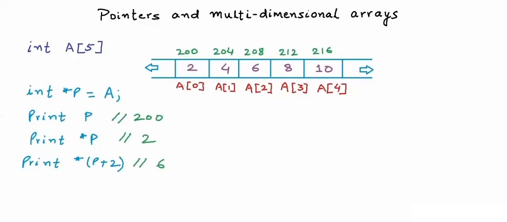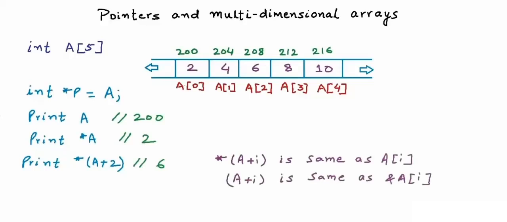Now the language gives us this flexibility that we can use the name of the array just like a pointer for all the dereferencing. So instead of doing all of this printing with p, if we would do all of this with A, it will still be the same. In fact, *(A+i) is same as A[i]. These are alternate syntax, and A+i is same as &A[i]. Both will give us the address of the ith element in the array.